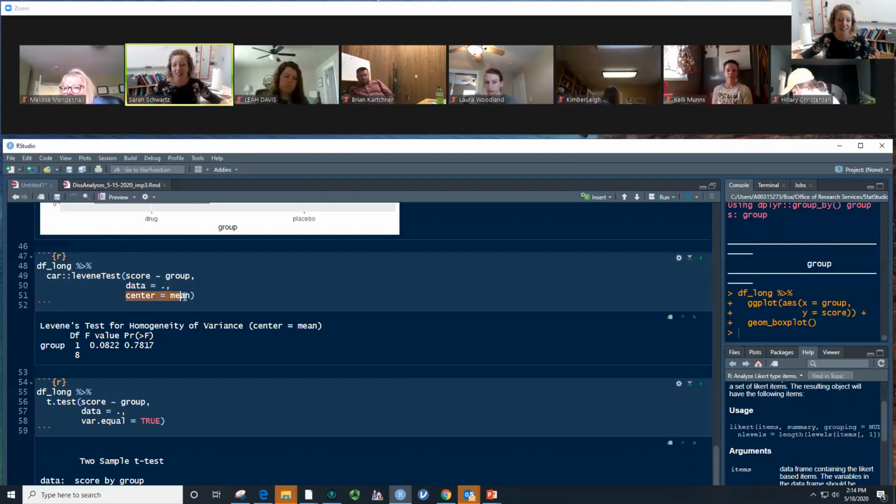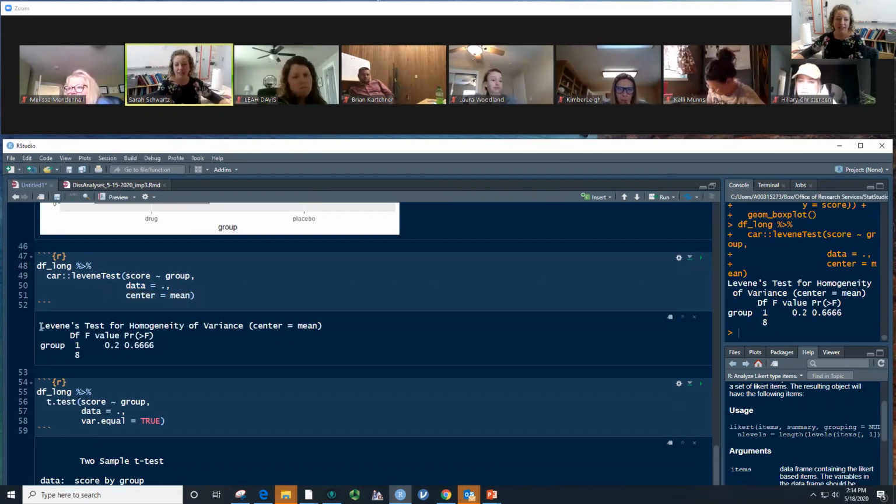And then Levine's test has some options. The default on this Levine's test is to do the median, whether their spread around the median is the same. But for the t-test, we need to know if the spread is the same around the mean. So you have to add this other option to make it work right. You have to do center equals mean. So when you run that, it will give you Levine's test for homogeneity of variance. It actually prints out what it is. Isn't that nice? And then here we have some information.